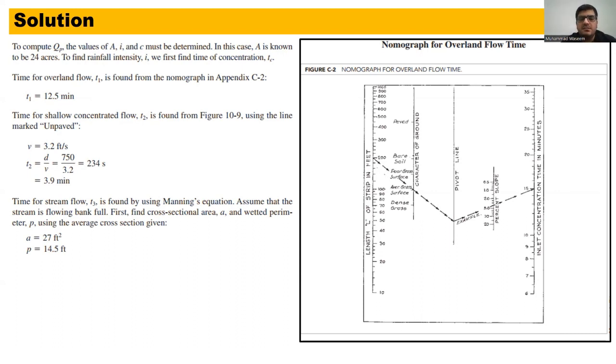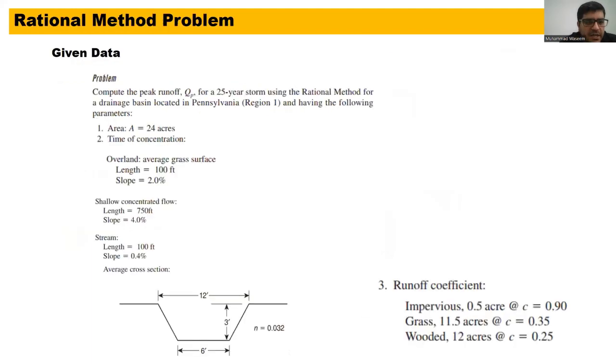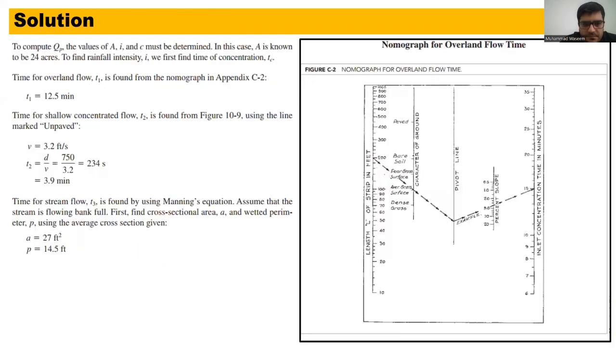The line which is shown here is for different land use types, and we already have discussed how to read the nomograph for different land use types. In our case, it is 100 feet, slope is 2%, and the land use is average grass surface. So you just need to go to 100 feet here, then come straight to the average grass surface, and extend this line up to the pivot line.